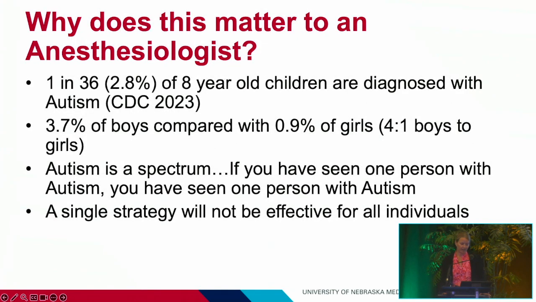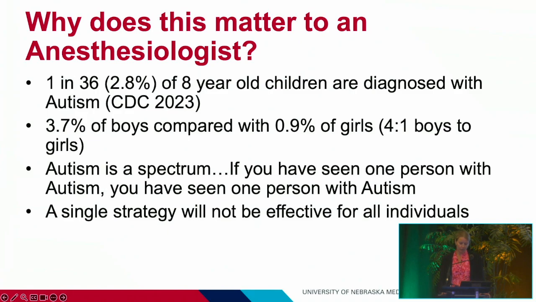So why does this matter to an anesthesiologist? 1 in 36 8-year-olds are diagnosed with autism, or about 2.8% of children. These children then become adults and become part of the anesthetic practice of everyone in this room.